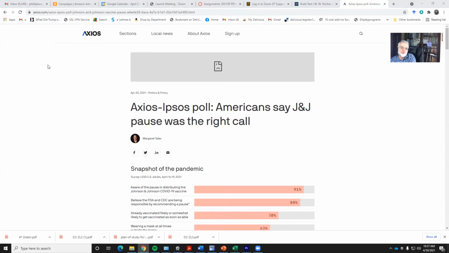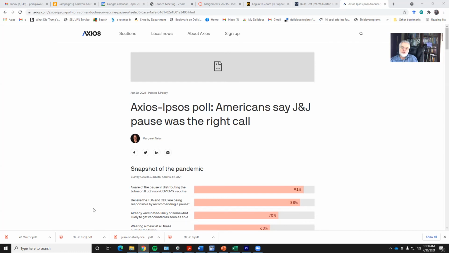Axios Ipsos recently had a nice poll where they asked people whether they think the Johnson & Johnson pause was the right call, and whether this makes them more or less likely to get vaccinated. The first thing they did was ask if people are aware of these things, and a lot of people said they were. The second thing was, do you think the FDA and CDC were responsible by recommending this pause? And 88% of the people did.